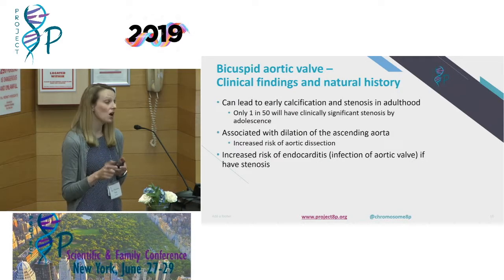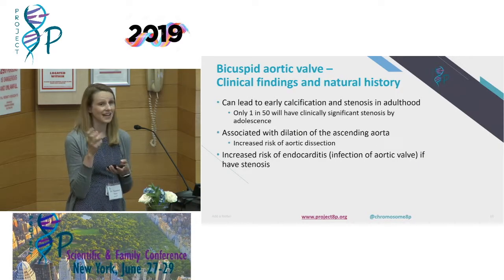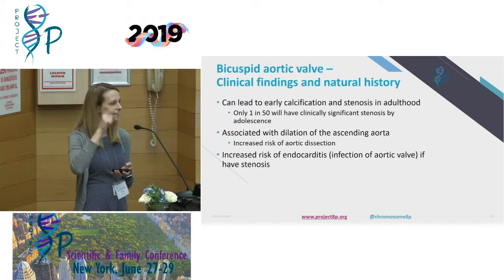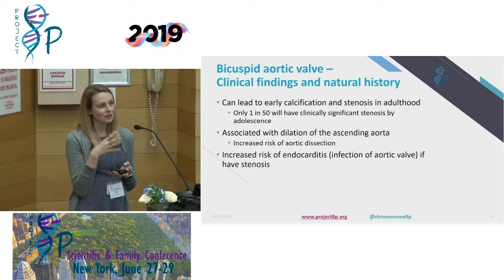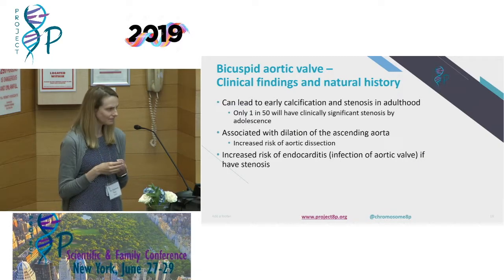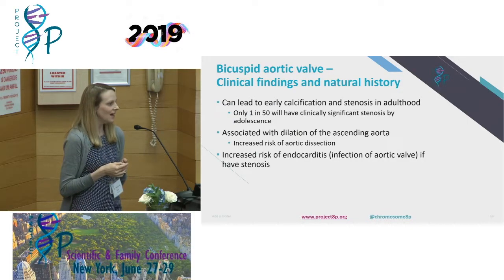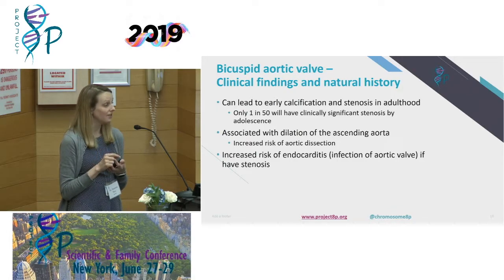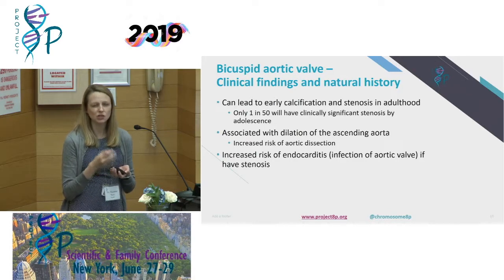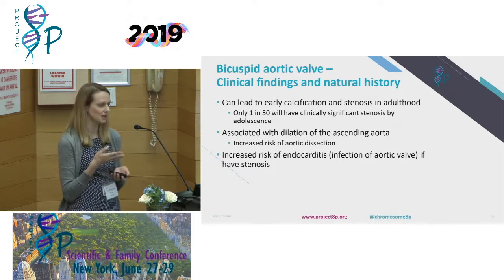In addition to stenosis or blockage of flow, bicuspid aortic valve can be associated with dilation or enlargement of the ascending aorta, that vessel that comes right after it. In those cases where the aorta gets big and is dilated, it's at risk of something called aortic dissection. So if it's being dilated, that's something we watch very carefully. The third thing that can happen is that people who have this are at increased risk of endocarditis, which is an infection of the heart valve itself. That's something we're also very careful about in these patients.